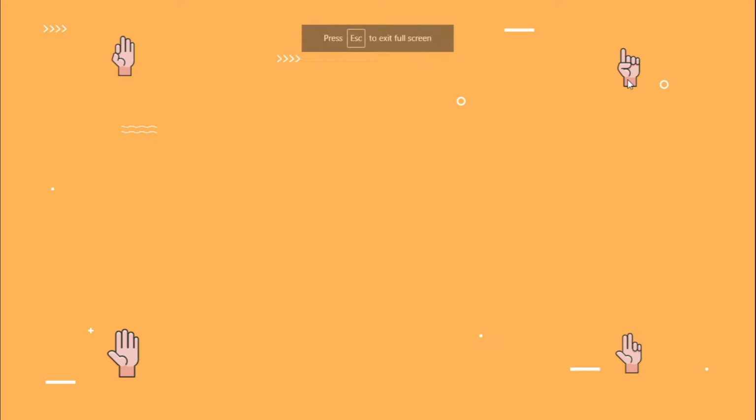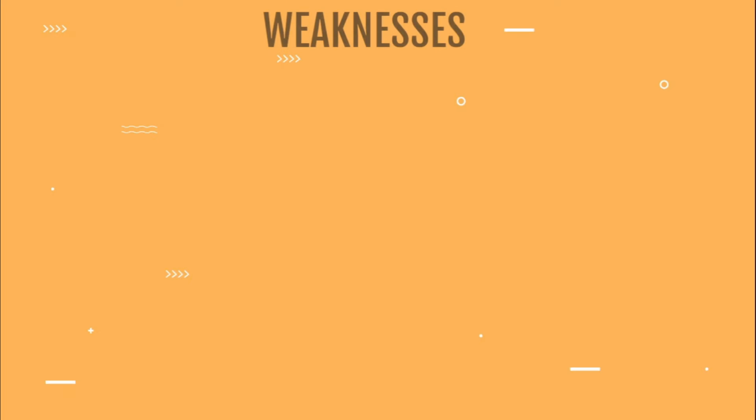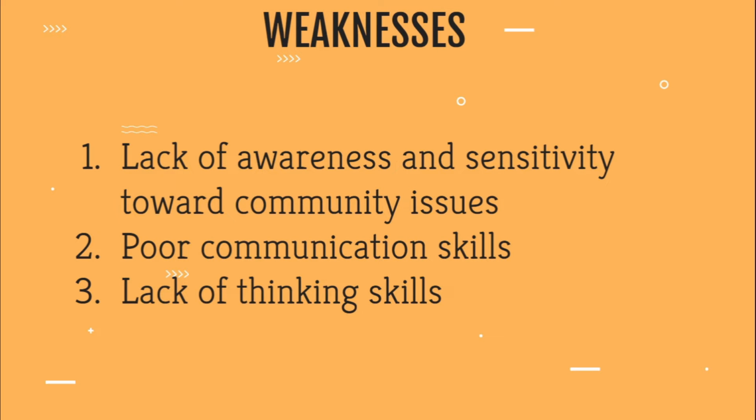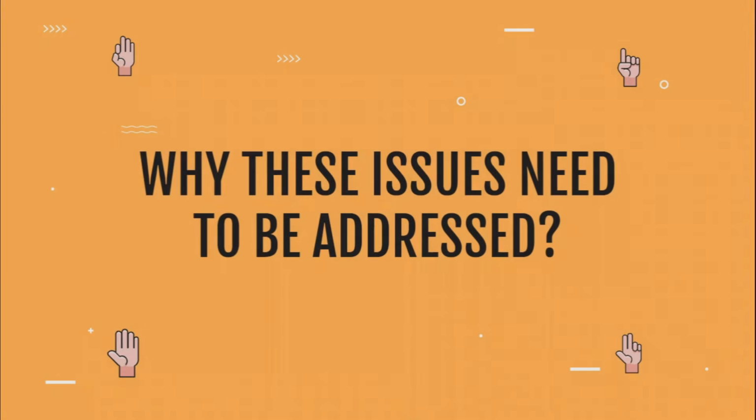Hi, doctor. I'm Kong Hao Yang. I'm going to present the part on the weaknesses of UTM students. The weaknesses of UTM students are lack of awareness and sensitivity toward community issues, poor communication skills, and lack of thinking skills. The reason why these issues need to be addressed can be explained in terms of global citizen, thinking skills, and communication skill.